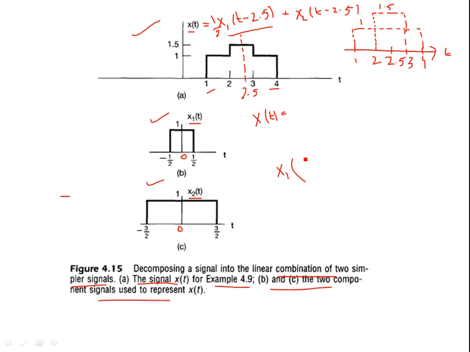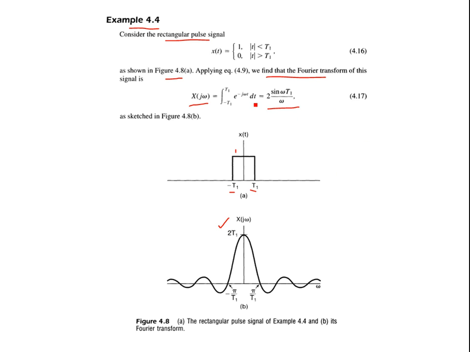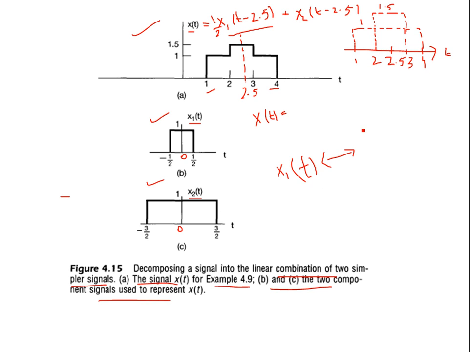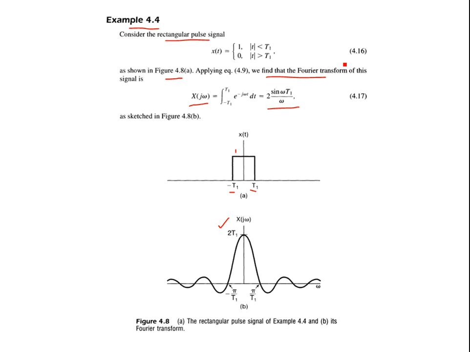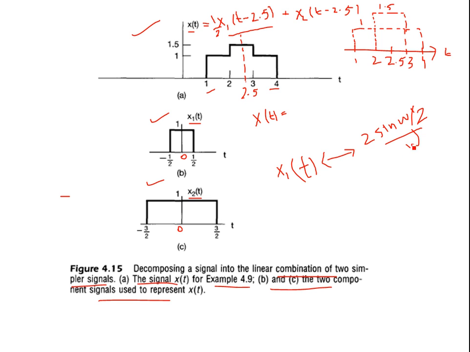x1(t), let's write the Fourier transform separately. It has the Fourier transform of 2 sine(omega t1) by omega. So what is t1? Instead of t1 I can put 1 over 2 over here. So this is simply 2 sine(omega by 2) divided by omega. Again a sinc function. Since t1 is 1 by 2, I just replace t1 with 1 by 2. So it becomes twice sine(omega by 2) over omega.